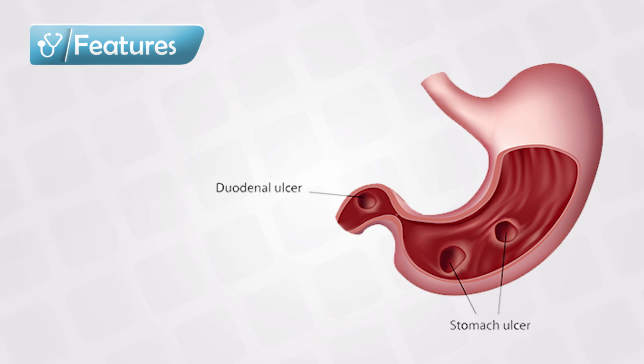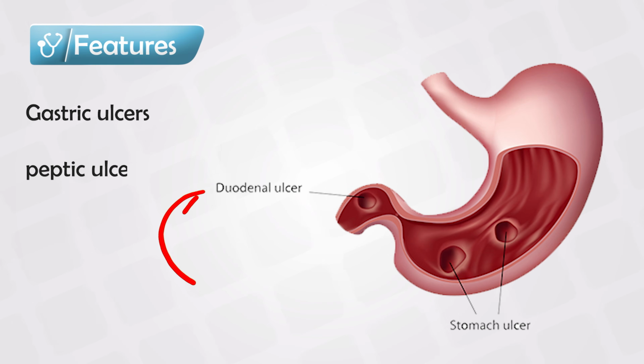Ulcers are small wounds in the superficial area of the mucosa, which is the inner lining of the stomach or the duodenum. If the ulcer is in the stomach, we call it a gastric ulcer, and if it occurs in the duodenum, we call it a peptic ulcer. Peptic ulcers are far more common.